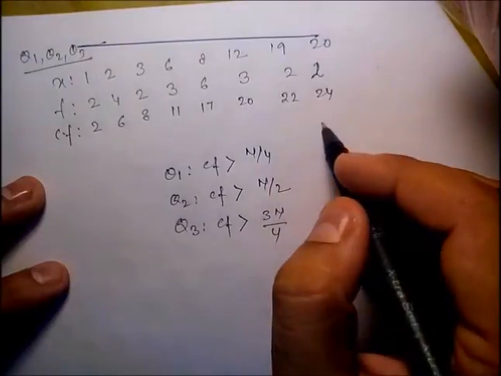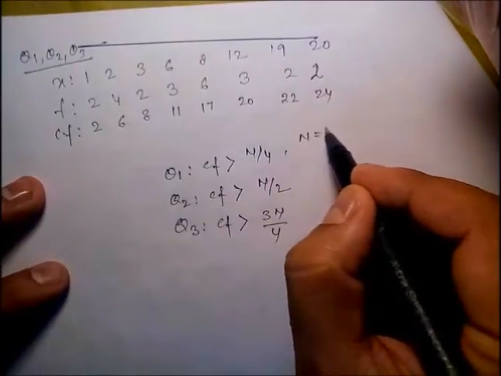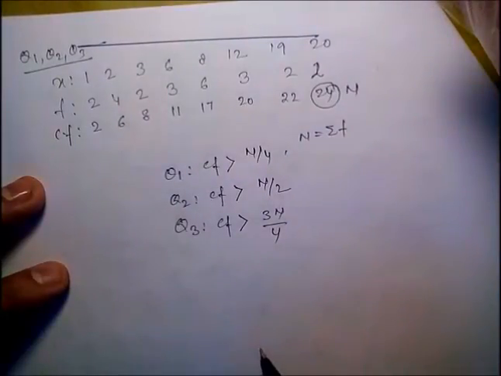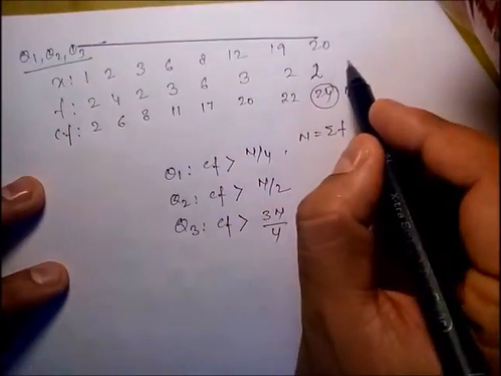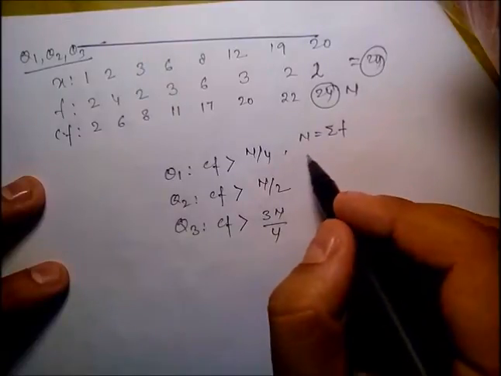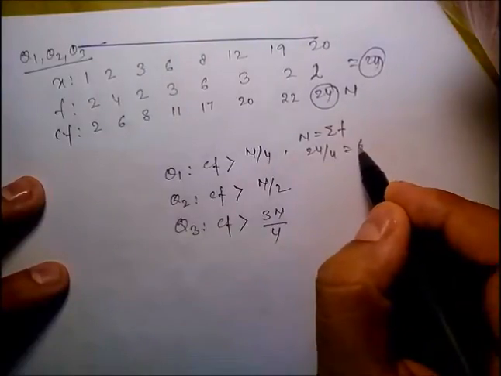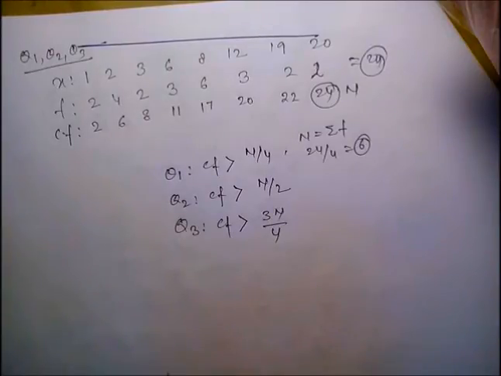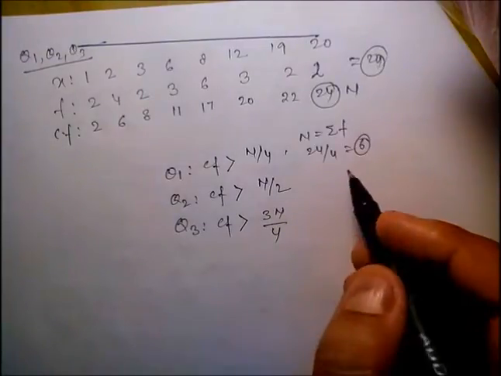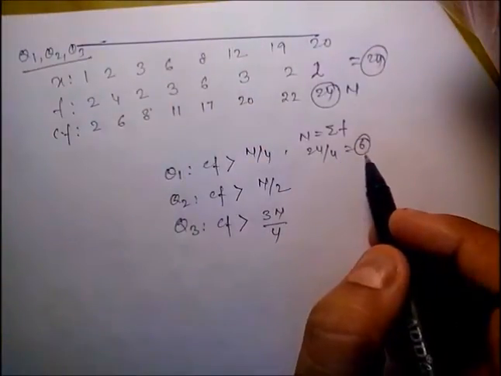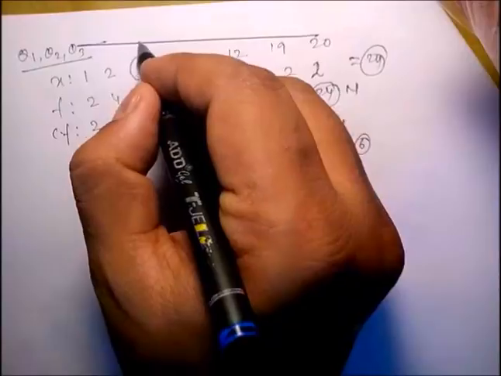Here n is nothing but the summation of the frequencies. If you add them, you get the answer 24. So n by 4 is 24 by 4, that is 6. The value just more than 6 is 8, so this is our Q1.